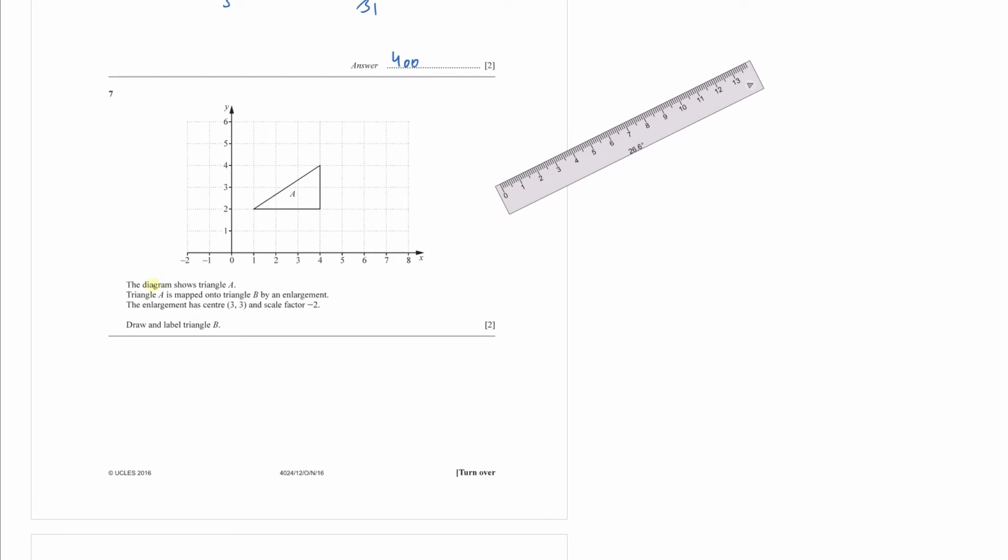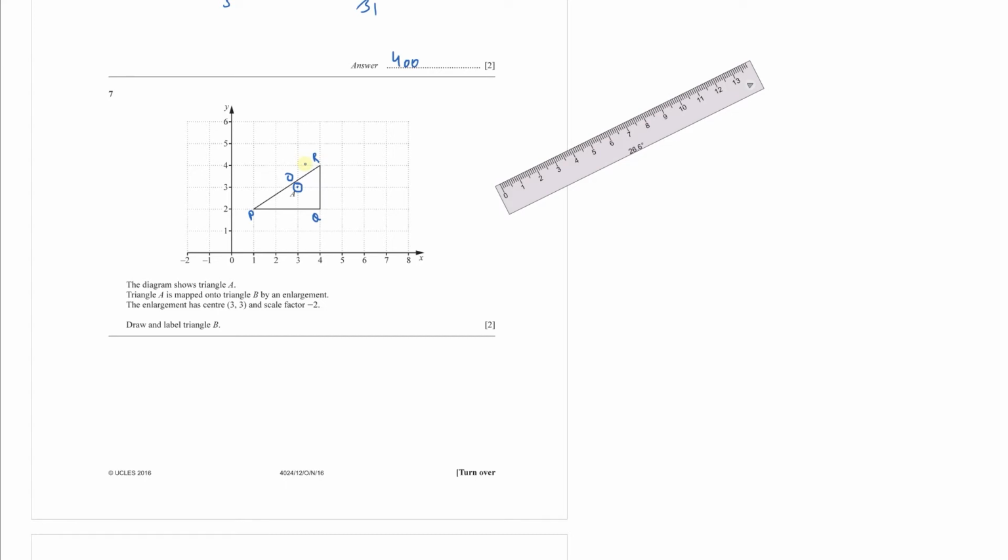So question number 7 is, the diagram shows this triangle A. A is mapped onto triangle B by an enlargement. The enlargement has center (3, 3) and scale factor -2. So you have to draw the triangle B. So your center of enlargement is this point (3, 3). Let's call this O. And let's mark the vertices of this triangle A as P, Q, and R.